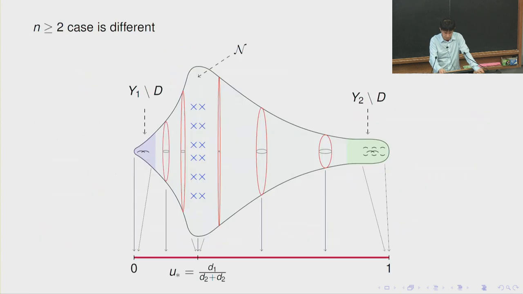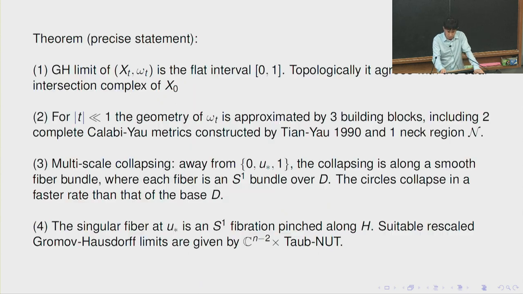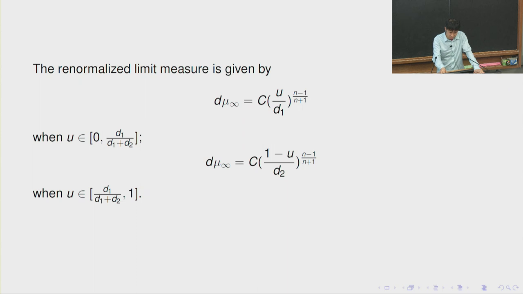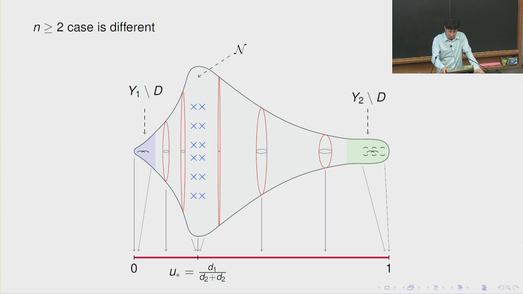Okay, so let's see, once again, the picture. It took us 100 pages to prove this picture. There's also this normalized rescaled limit measure. Just forget about this formula, it's just to scare you. But the main thing is you can already see from this picture that this measure is something interesting. It's not uniformly distributed. The volume is curved and has some non-smoothness at this point U star.